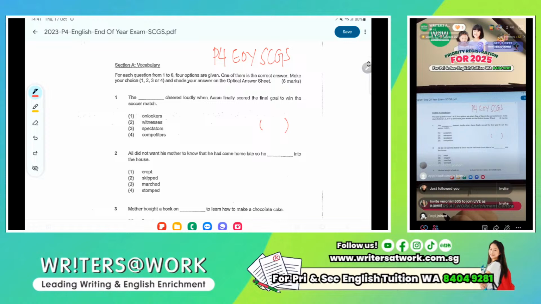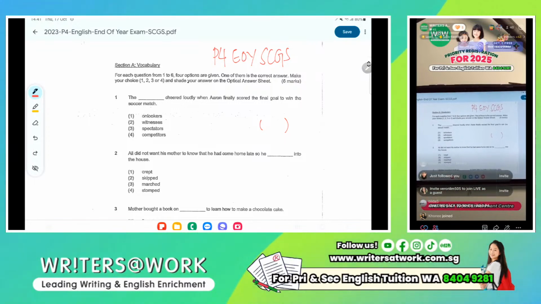The blank cheered loudly. So who cheered loudly? Is it the onlookers, the witnesses, the spectators, or the competitors? Which would it be? Is it onlookers? Is it spectators? Is it witnesses? Is it competitors? So this is vocabulary.